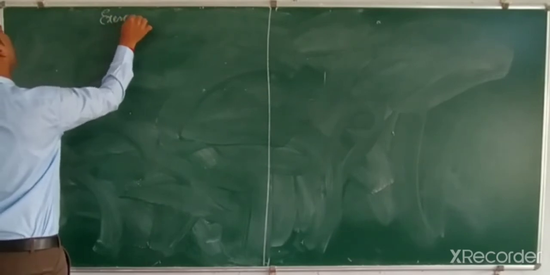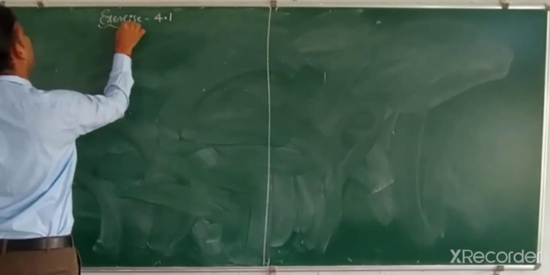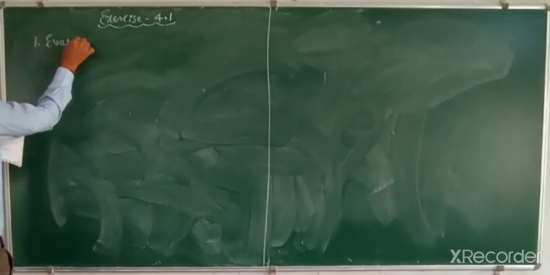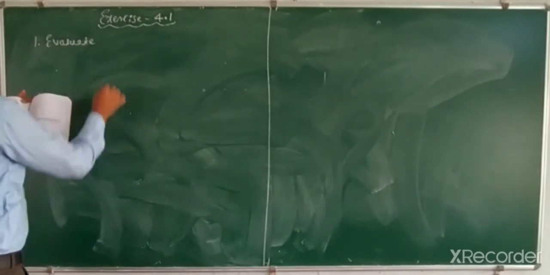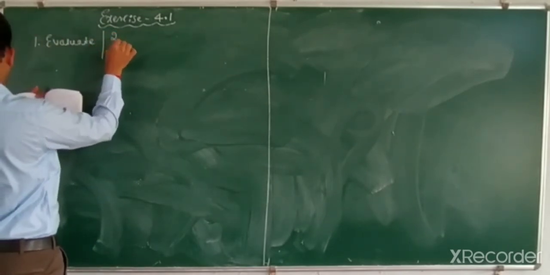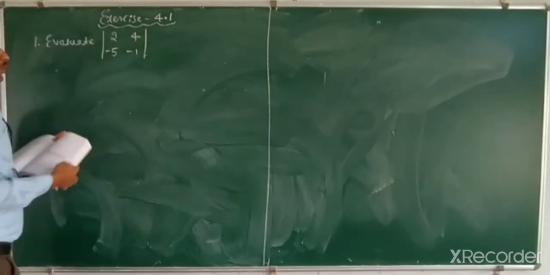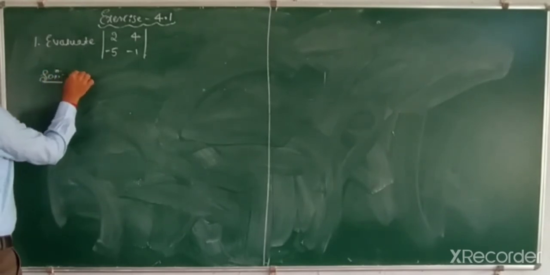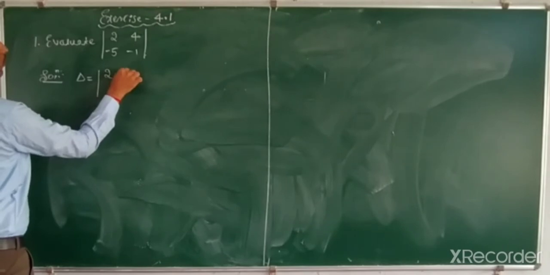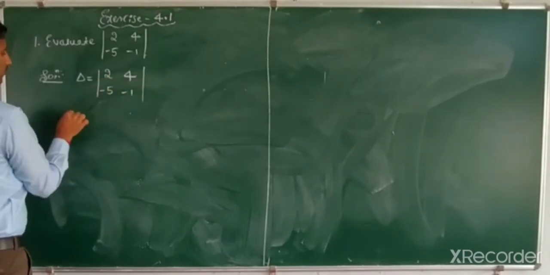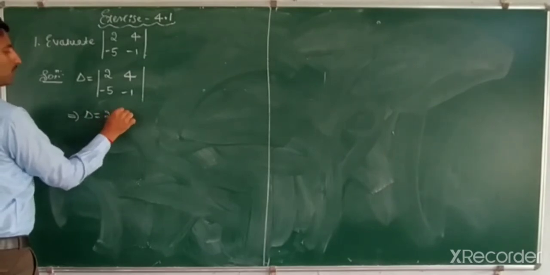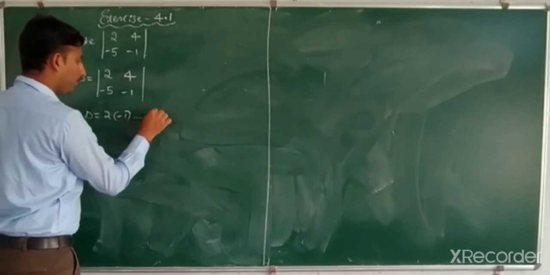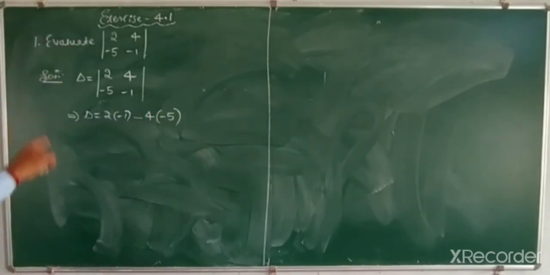Exercise 4.1. First one, evaluate |2 4; -5 -1|. Solution. Delta is equal to |2 4; -5 -1|, which implies delta is equal to 2 into minus 1 minus 4 into minus 5. Students, look at the entries.